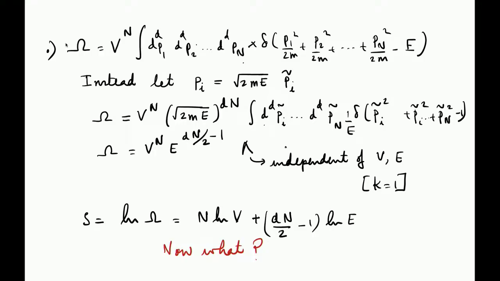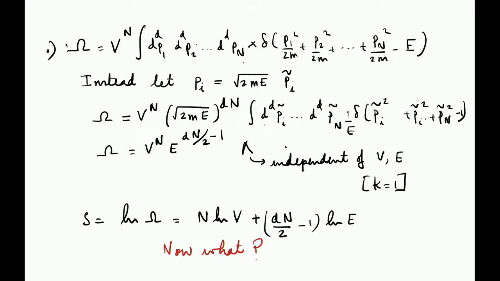So, I come back to the integral, I am going to scale out the energies. For each of the dp_i, I get root of 2mE dp tilde_i. So, there is a factor of root of 2mE associated with each of these dp's, and there are dN of them. So, I get d times N, where d is the dimension. Then I have an integral over p tilde. The delta function, I pull out a 1 by E, and then that is it.